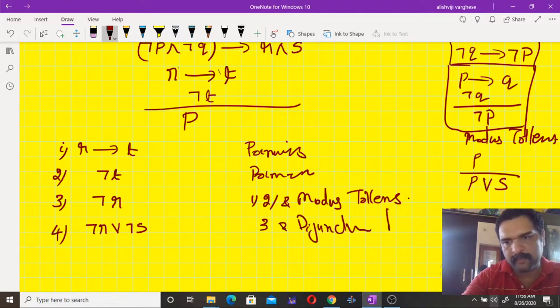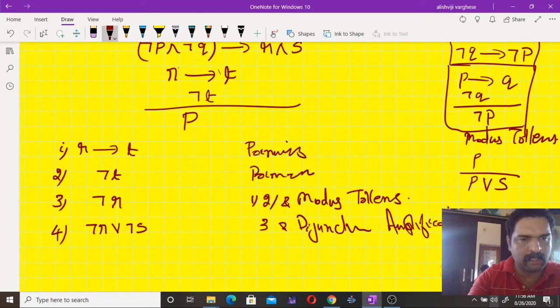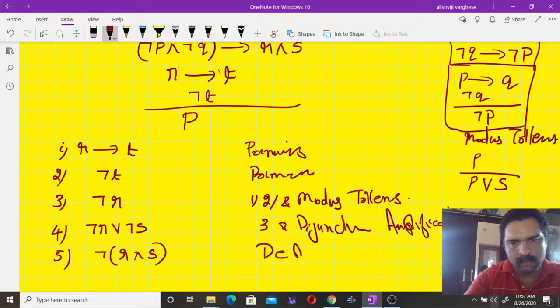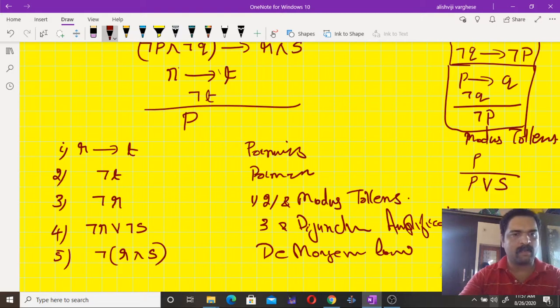So using that argument here, 3 and disjunctive amplification, if we combine those two arguments, then we can rewrite as negation R or negation S. Then negation R or negation S is equivalent to negation of R and S. This is nothing but our De Morgan's law. Negation of R and S is equal to negation R or negation S.